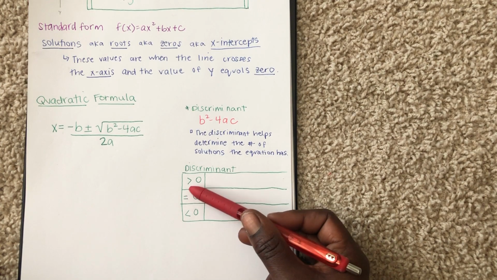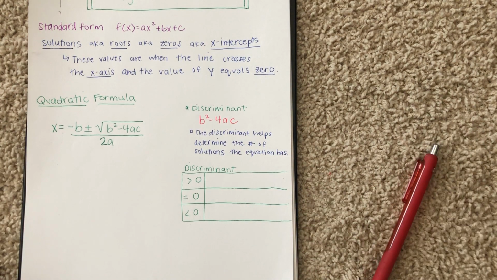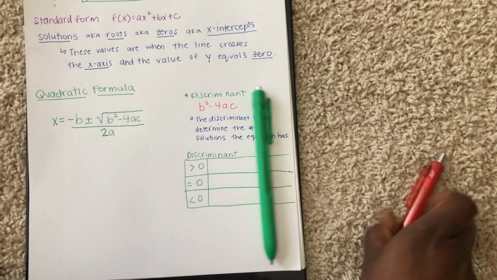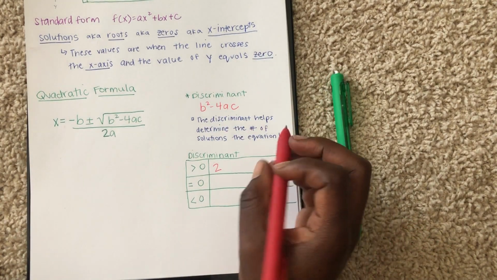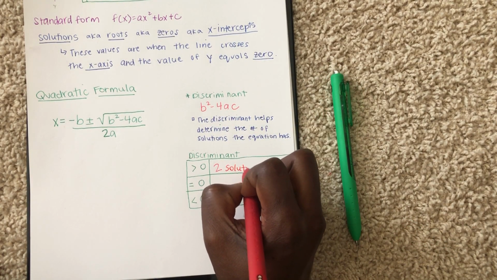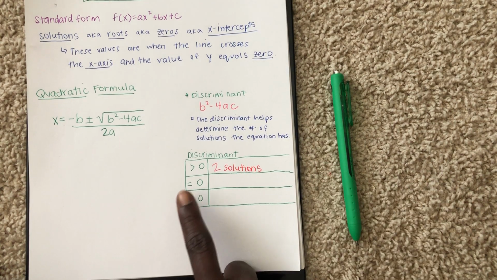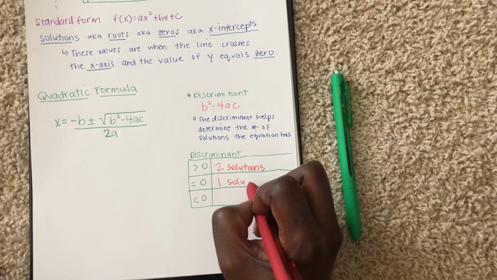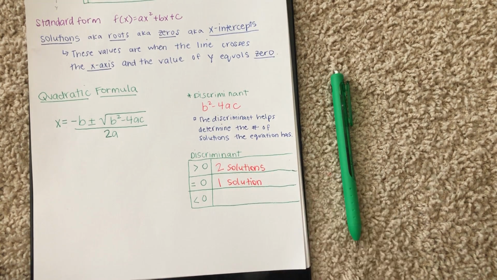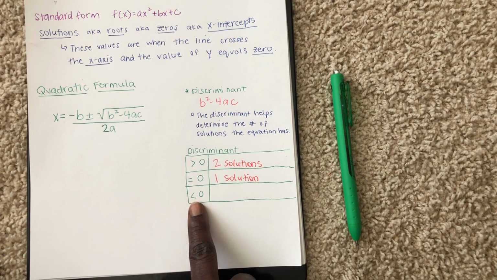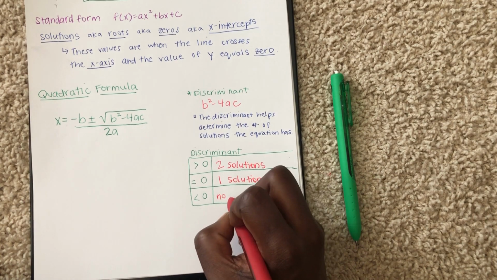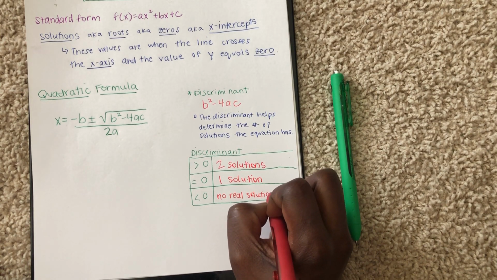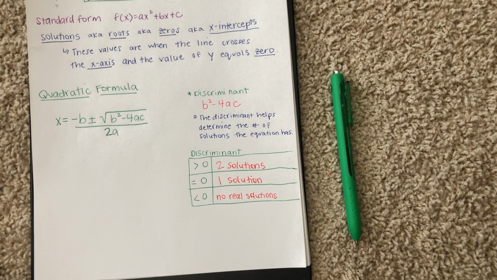So if my discriminant is greater than 0, I'm going to have two solutions. If my discriminant value equals 0, there's only going to be one solution. And if our discriminant is less than 0, there will be no real solutions. That means it's going to be a negative number, and we cannot take the square root of a negative number.